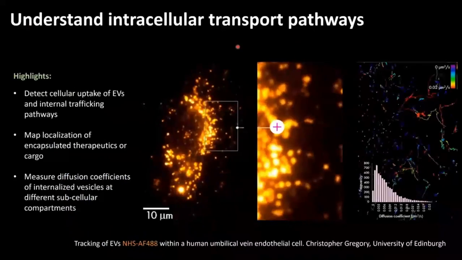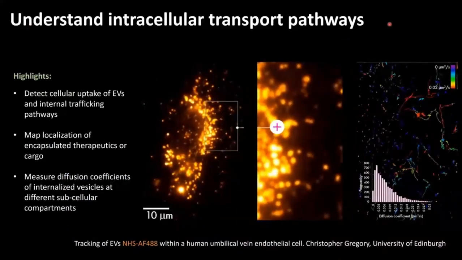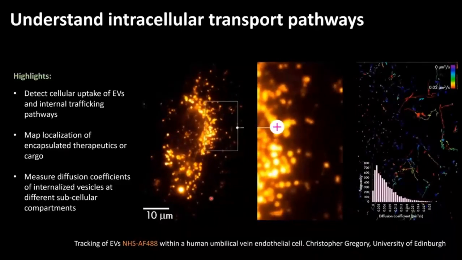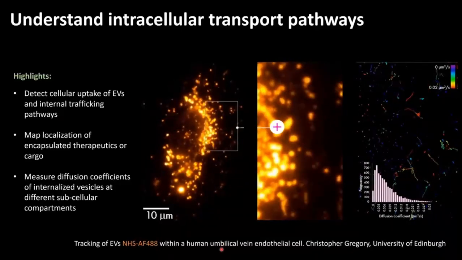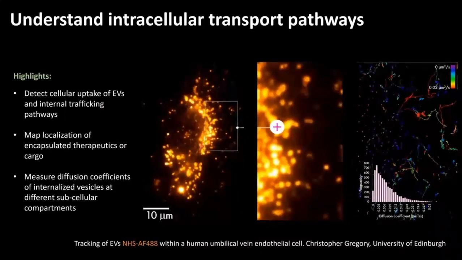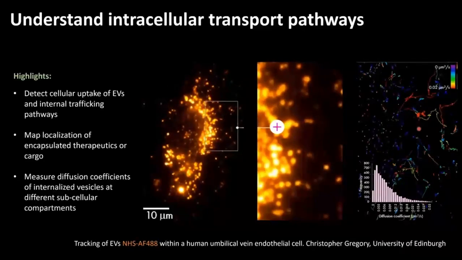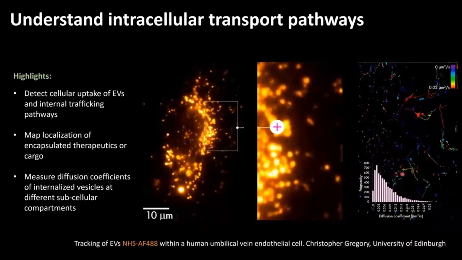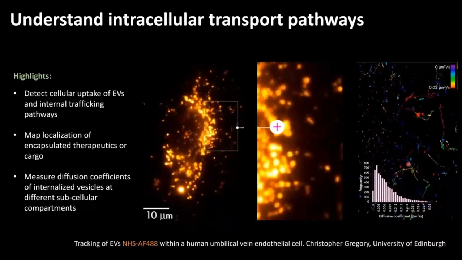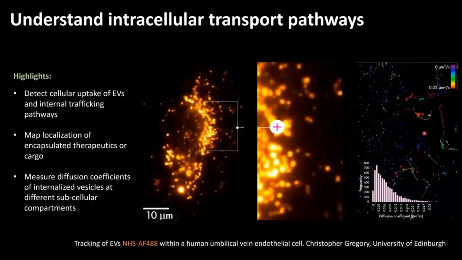We can also better understand intracellular transfer pathways of small particles. Going back to our EV example, here we can look at the uptake of EVs by human umbilical vein endothelial cells. And so we can detect cellular uptake of the EVs as well as their internal tracking pathways and map the localization of, for example, encapsulated therapeutics or cargo, and measure the diffusion coefficients of internalized vesicles at different subcellular compartments to better understand how they're being taken up and where they're being targeted to in these cells.